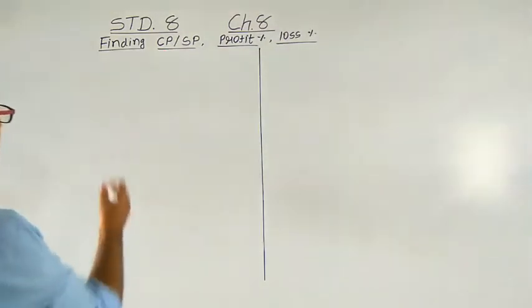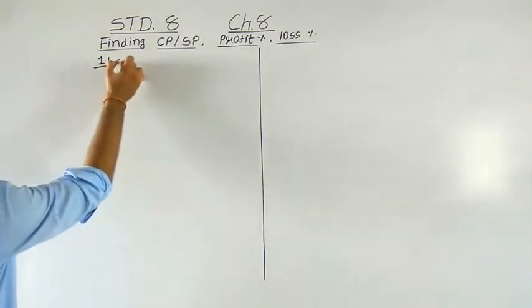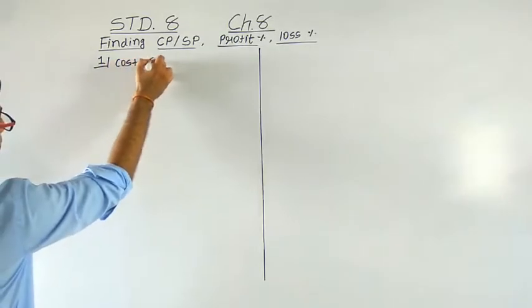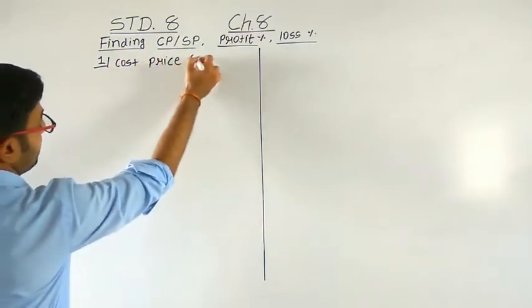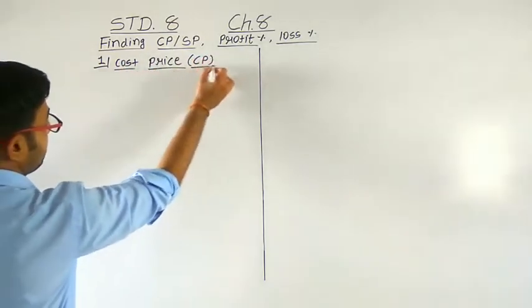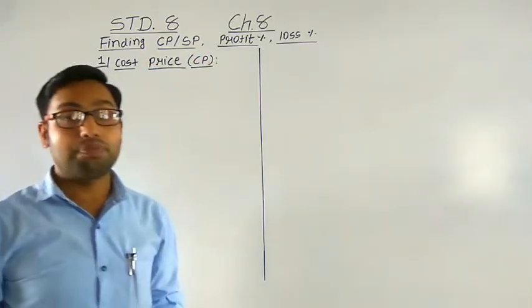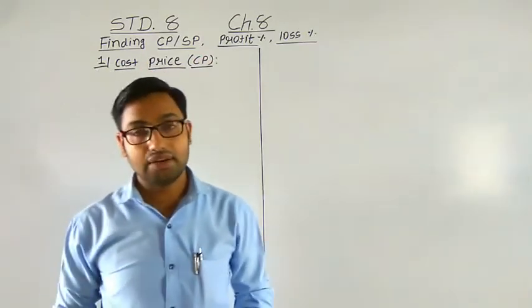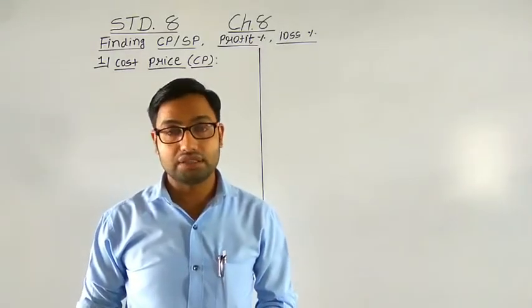The first term that we have to study is CP. CP means cost price. In short, we can write it as CP. That is the first term, cost price. Now, which price can we take as the cost price?